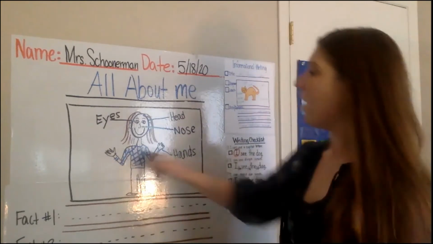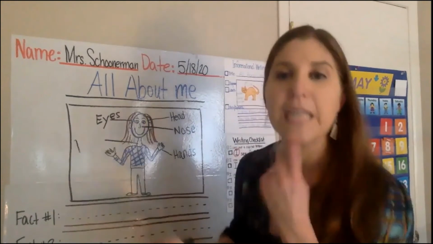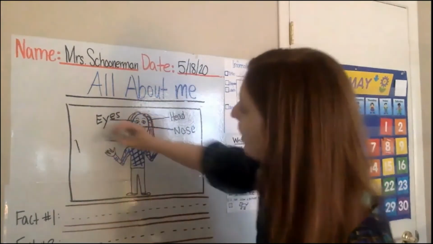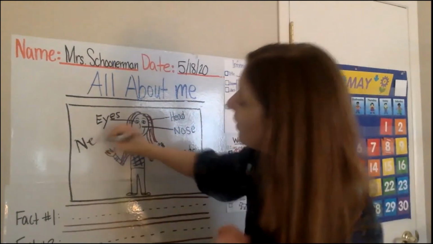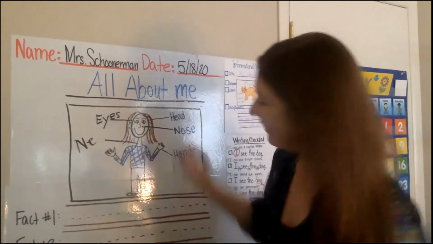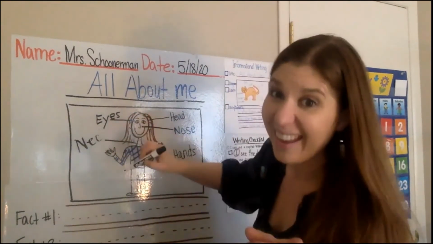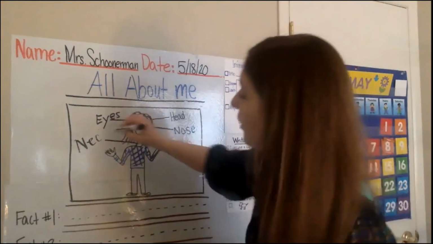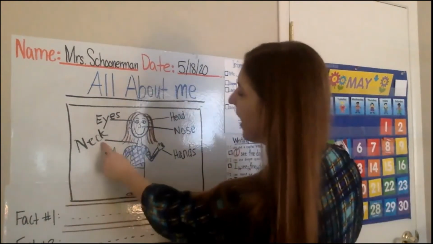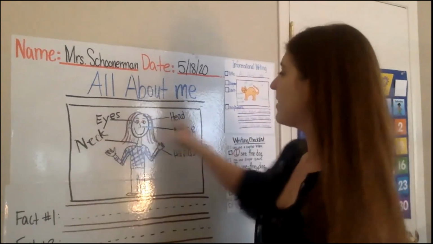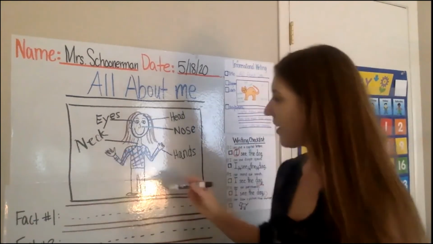Hands. Oh, don't forget the neck. The neck. That starts with an N. E. This is fun because it's got a C that goes k, and it has a K that goes k. What? Yeah, that's how to spell neck. So we've got eyes, head, nose, hands, neck.